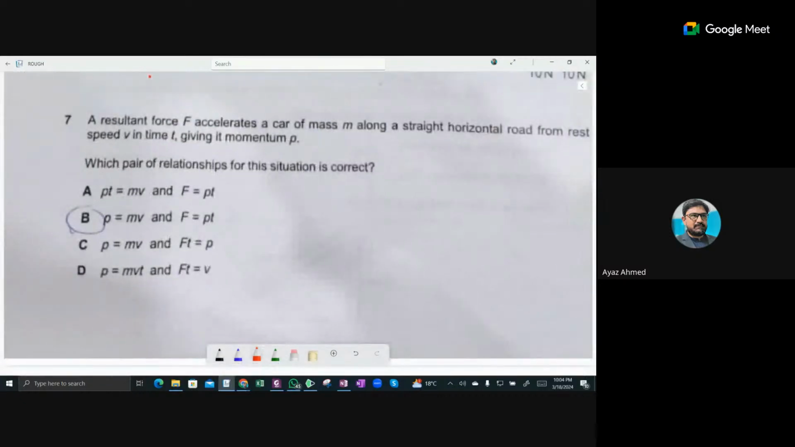Then a resultant force F accelerates a car of mass m along a straight horizontal road from rest to a speed v in time t, giving momentum p. Which pair of relationships for the situation is correct? Because there is a mass, there is a speed, and then we have time, and then we have momentum. So momentum is equal to mv. Pt is equal to mv is incorrect. So that's gone.